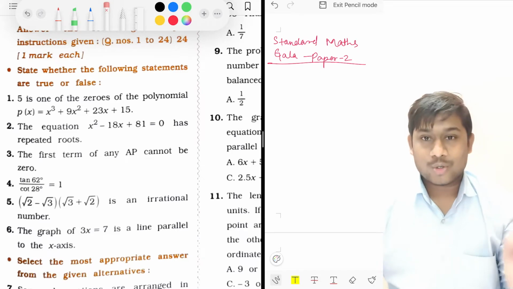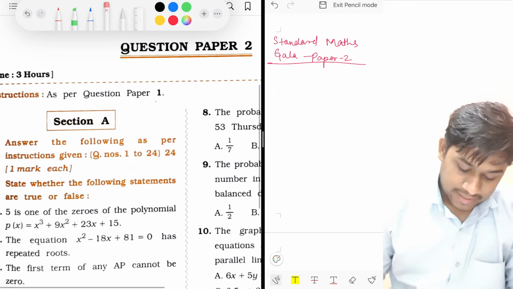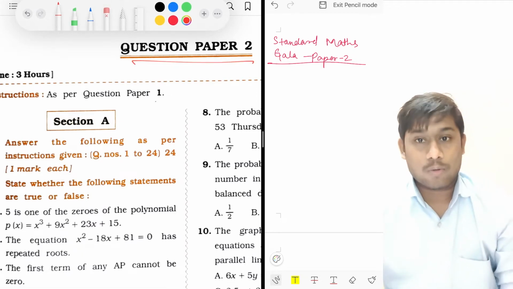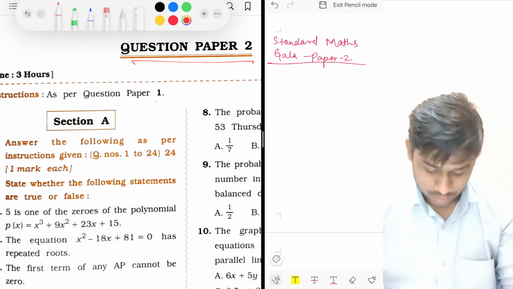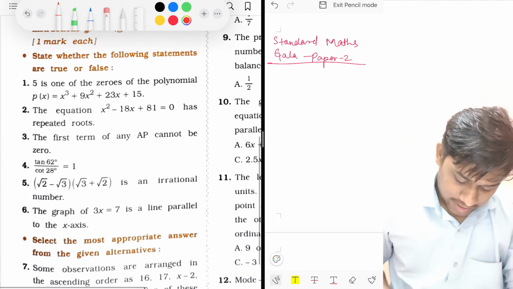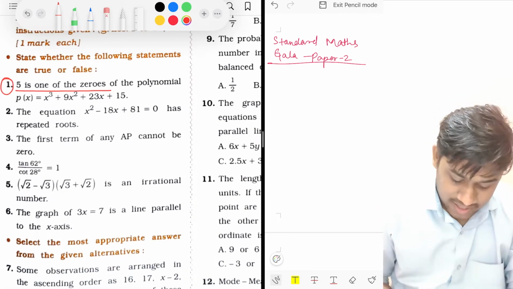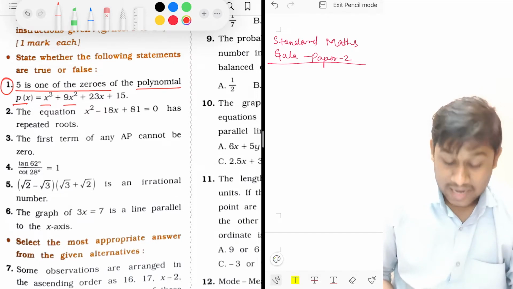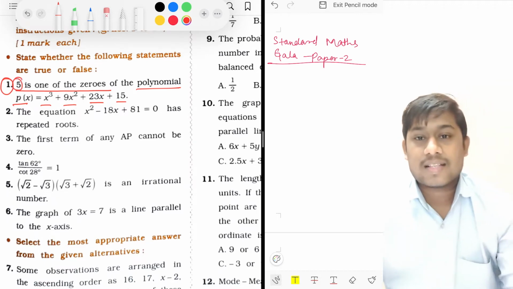So students, today I'm going to teach you Standard Mathematics sample paper number 2, mainly the objectives. How to solve objectives is the important part, as I already informed you. Now if you see from Section A, the first question, what did it mention? Five is one of the zeros of the polynomial p of x equals x cube plus 9x square plus 23x plus 15. Now we need to check, is 5 a zero?